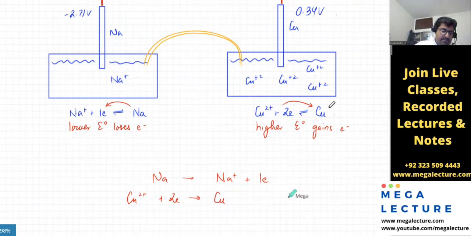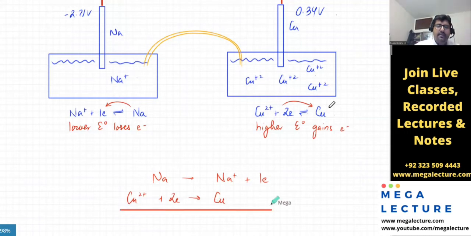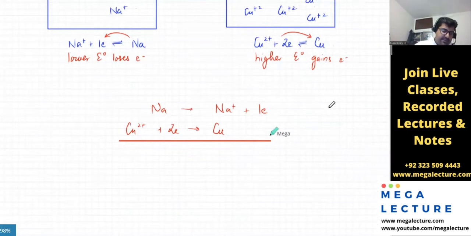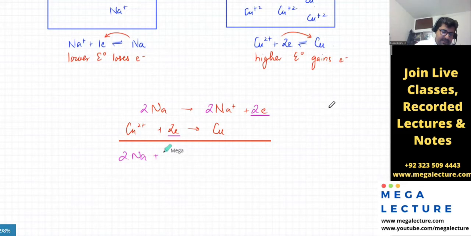And you can simply add the two reactions together. If you add this reaction, you have to make the electrons gained and lost equal. So it's going to be 2, and this would be 2. The electrons gained and lost have to be made equal. And the left side should be added. So it's going to be 2 sodiums plus this Cu2 plus. And on my product side, I'm going to have 2Na plus and Cu.